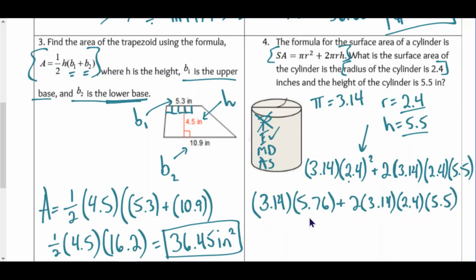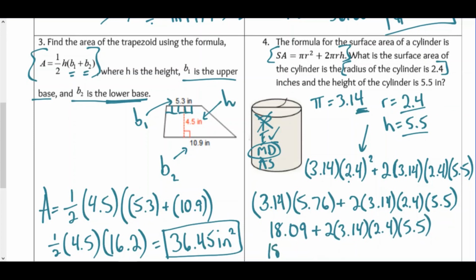So now I have multiplication, addition, and another multiplication. So I can work just left to right. Anytime you have multiplication and or division, you just want to work straight across the problem. So I'm going to do this one first. So that will give me 18.0864. I'm going to round that to the hundredths place just because that's where I started here. I'm going to keep that as the hundredths place, or 0.09 plus 2 times 3.14 times 2.4 times 5.5, and that's going to be my next step. I'm going to multiply all of that stuff together here.